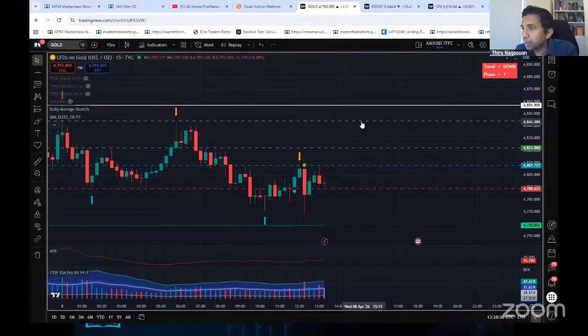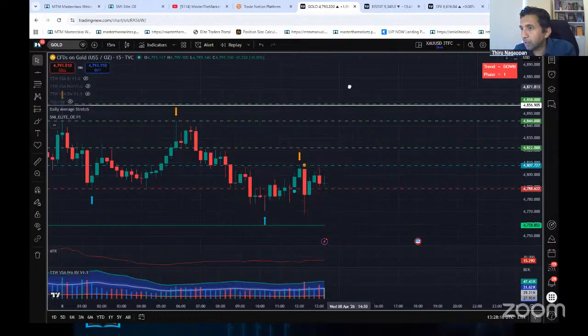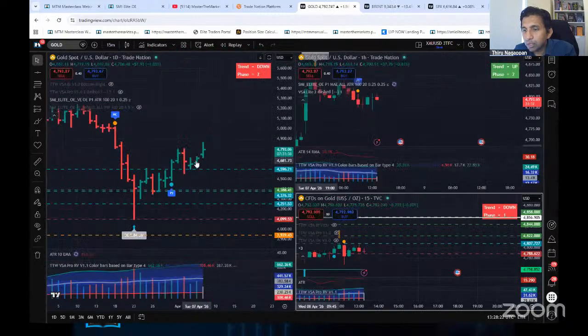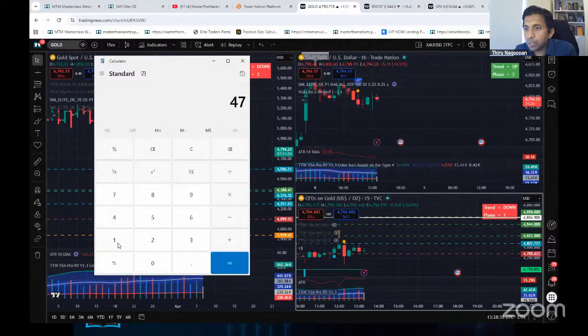So that's 4844. And then finally, we've got 4858. So I mapped that all out. Let's see how it goes. All right. And if it does this 1 ATR number, that'll be 167, isn't it? So the low, 4713 plus 167, right? So 4713.